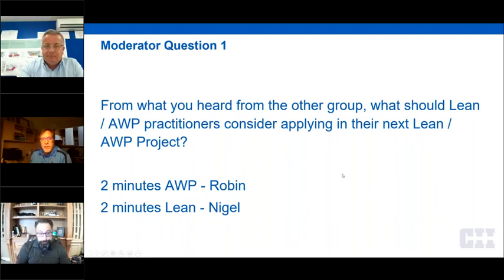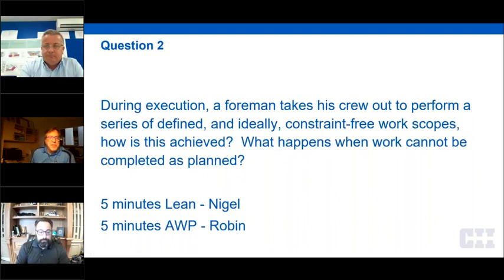Great, thank you. Okay, let's move on to question 2. During execution, a foreman takes us throughout to perform a series of defined and ideally constraint-free work scopes. How is this achieved, and what happens when work cannot be completed as planned? So 5 minutes with Nigel.